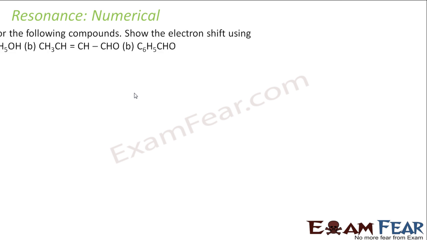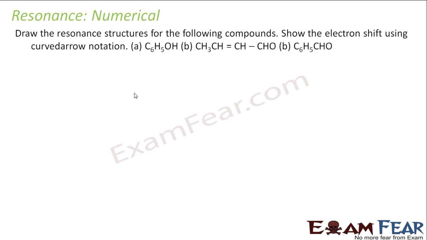For numericals, we have to draw the resonance structures for C6H5OH, CH3CH, and C6H5CHO. Let's draw for the first, C6H5OH. That is my phenol. I have OH here, and let me draw. This is my starting structure.